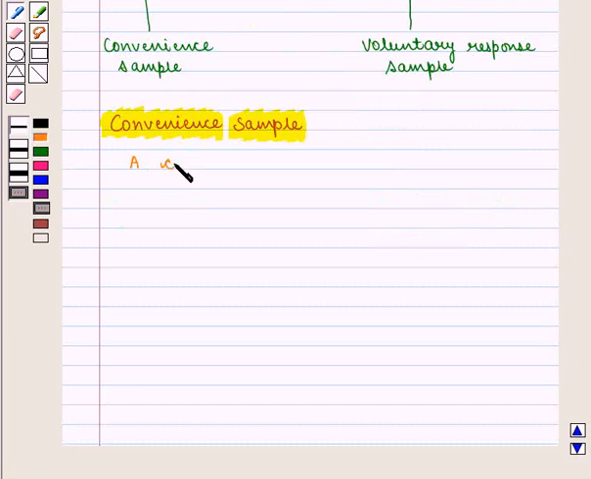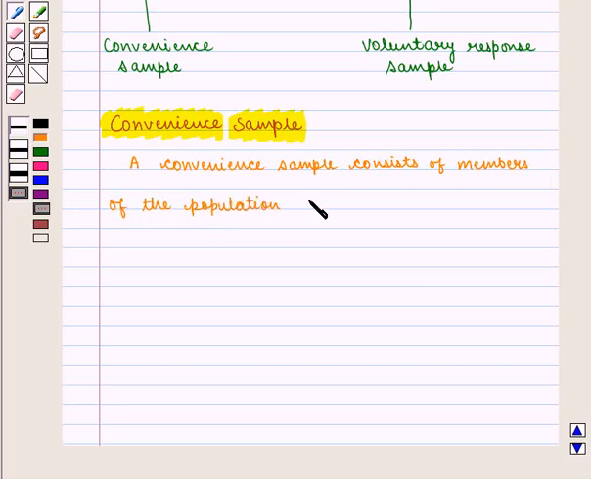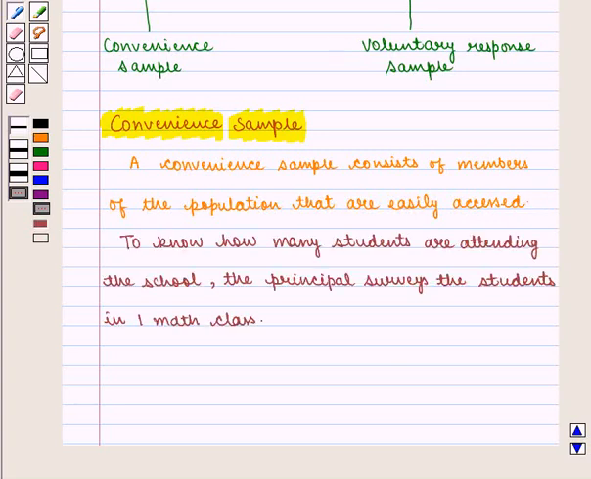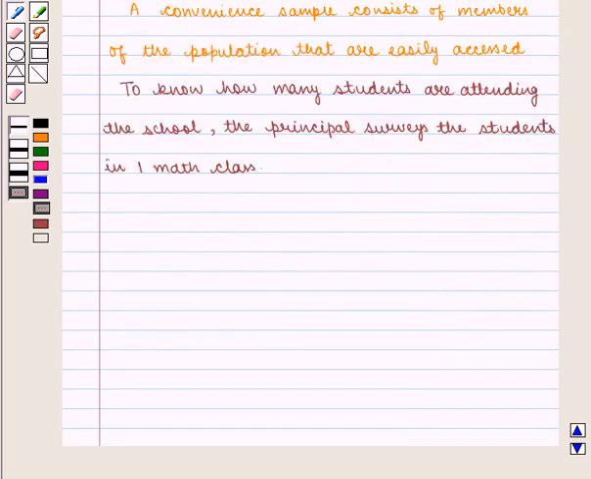Now, a convenience sample consists of members of the population that are easily accessed. For example, to know how many students are attending the school, the principal surveys the students in one math class. It means the principal surveyed according to his convenience, so it is a biased sample.